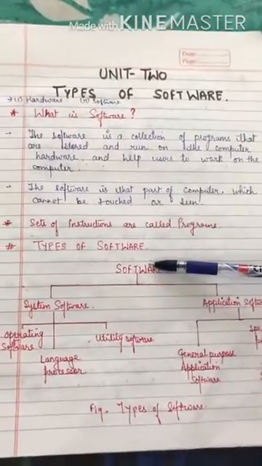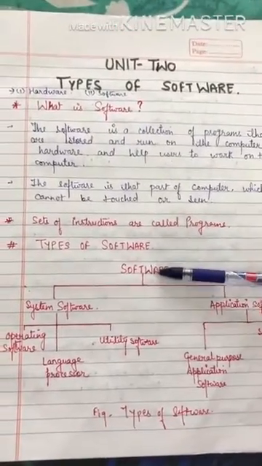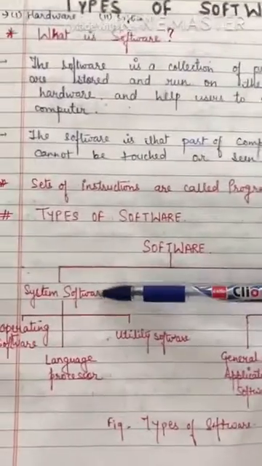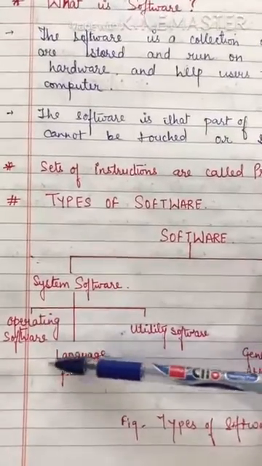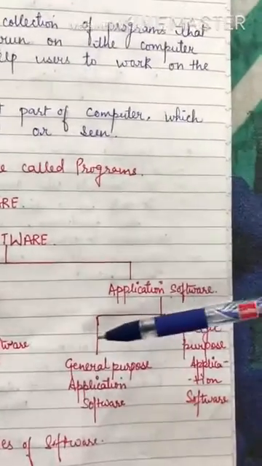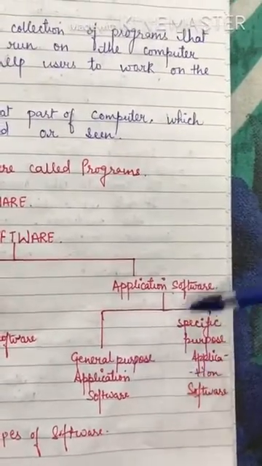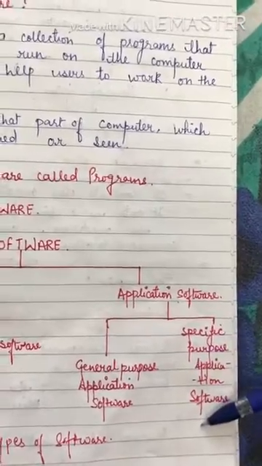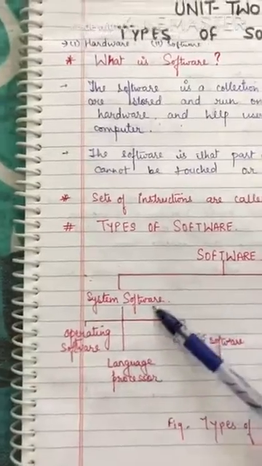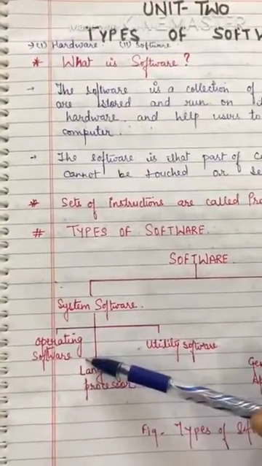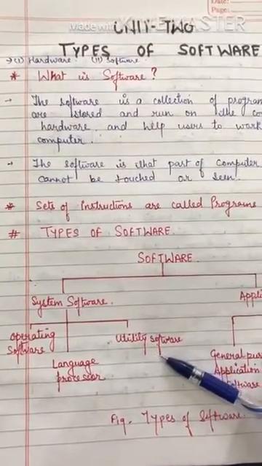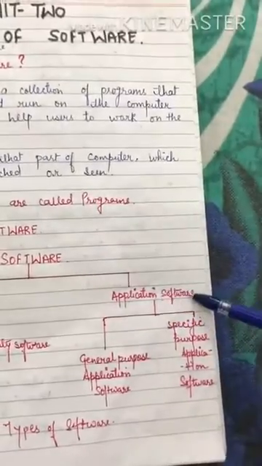The second topic is types of software. There are two types of software: system software and application software. In system software there are three types: operating software, language processor, and utility software. In application software there are two types: general purpose application software and specific purpose application software. Yesterday we read one of these, that is operating software. Now today we will study the remaining two parts of system software and also application software.